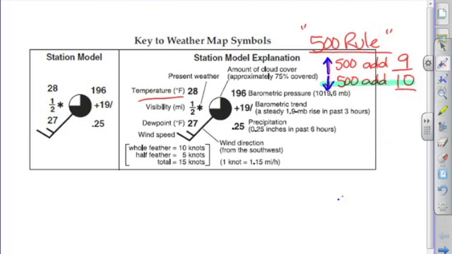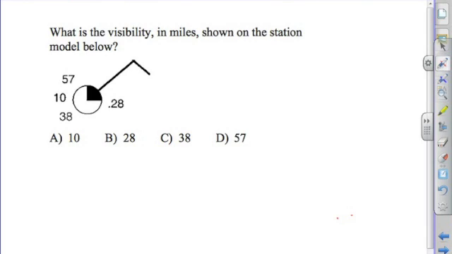Right here. Visibility sits on the left-hand side of the station model in the middle, and it's given in miles. So when I look at my choices here, left-hand side in the middle, looks to me like the visibility is 10 miles, choice A.